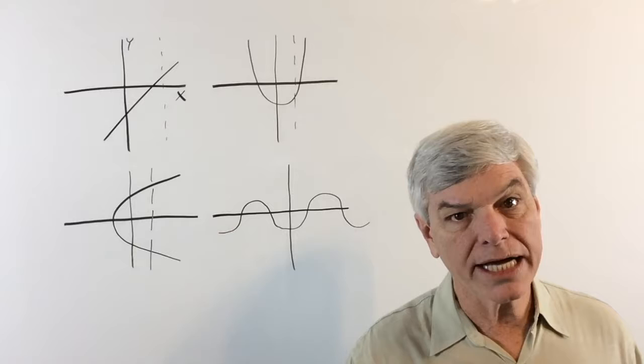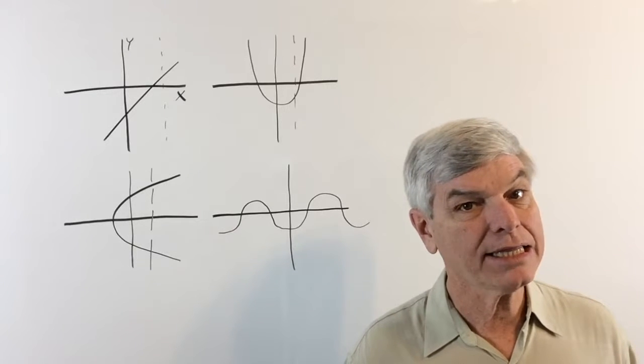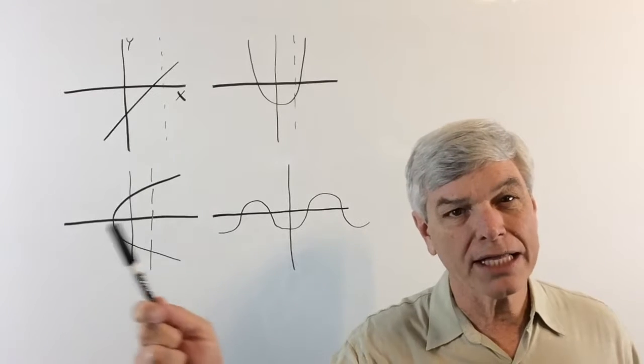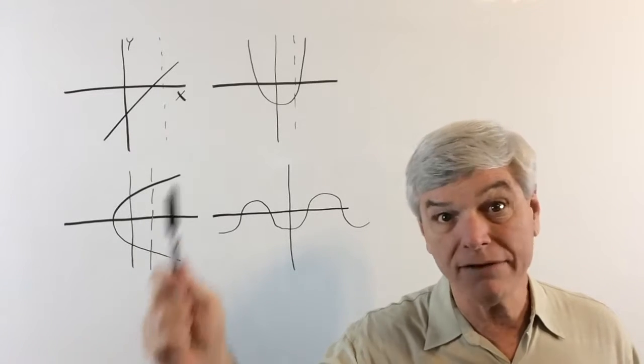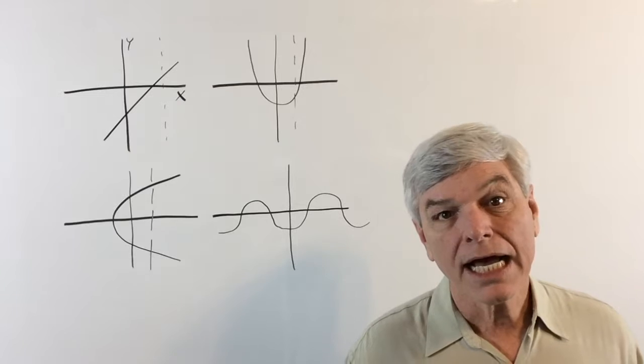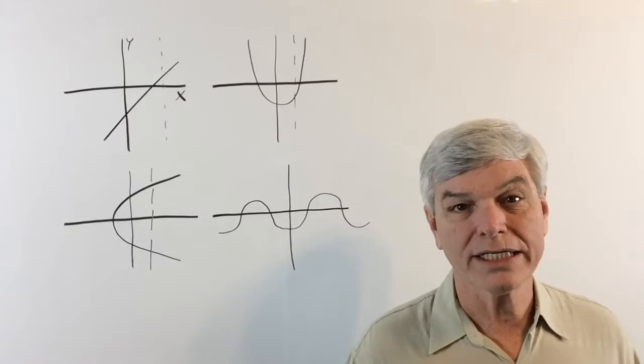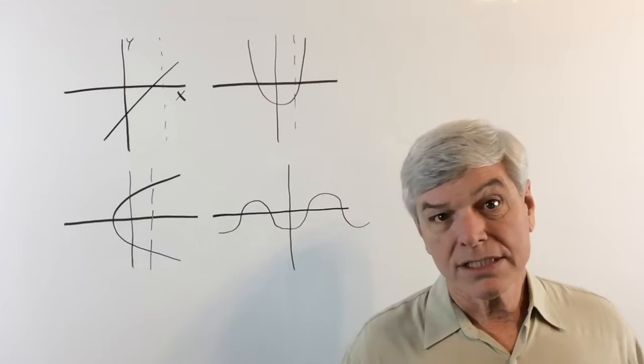Okay? I drew a line straight up and down, and I hit the parabola twice. And as you can see, I could draw that line in a lot of different places, in an infinite number of places actually, and I'm going to hit that curve twice. So this is not a function.